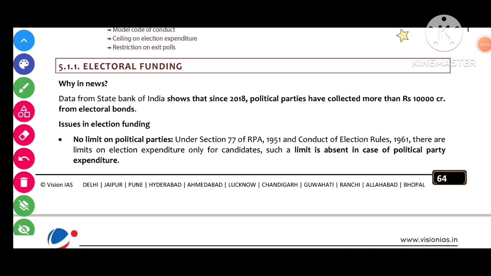And next is electoral funding. Why was it in the news? Data from the State Bank of India shows that since 2010, political parties have collected more than rupees 10,000 crore from electoral bonds.